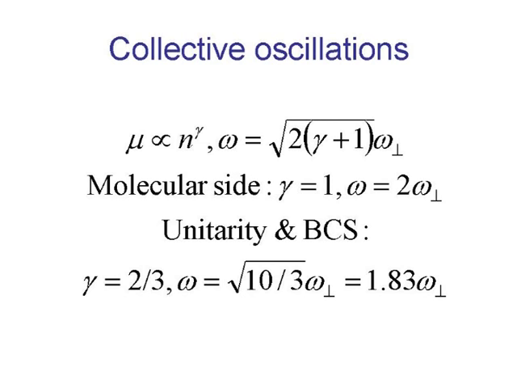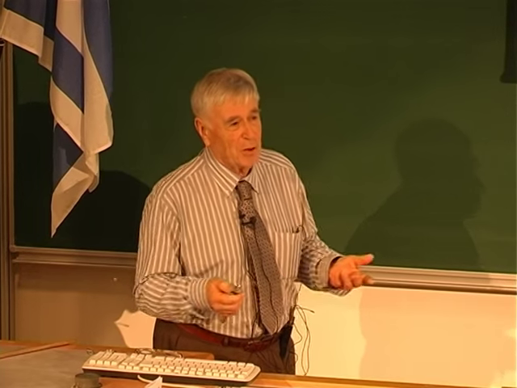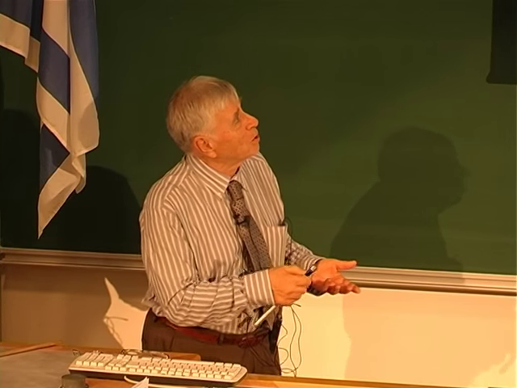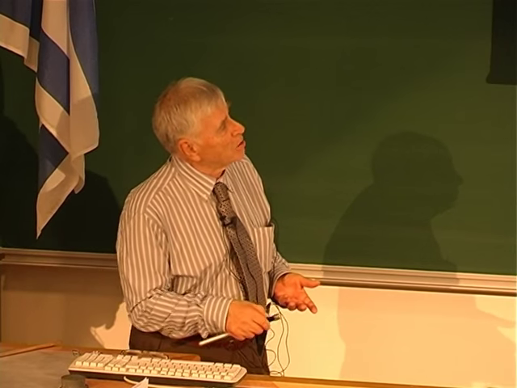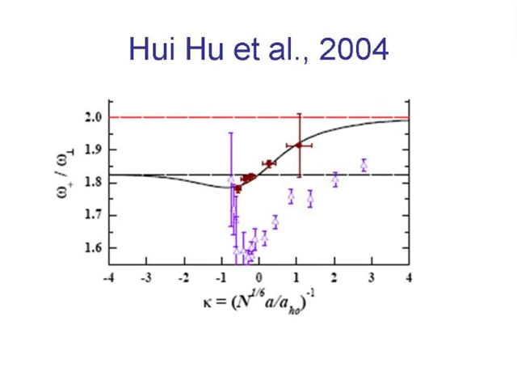This is the molecular side, and this frequency is equal exactly to the mean-field curve. This is the BCS side, it's like an ideal Fermi gas practically. Unitarity is like an ideal Fermi gas again, because the coefficient is not important, only the power is important. In this case, the answer is this. So, you must see something like this.